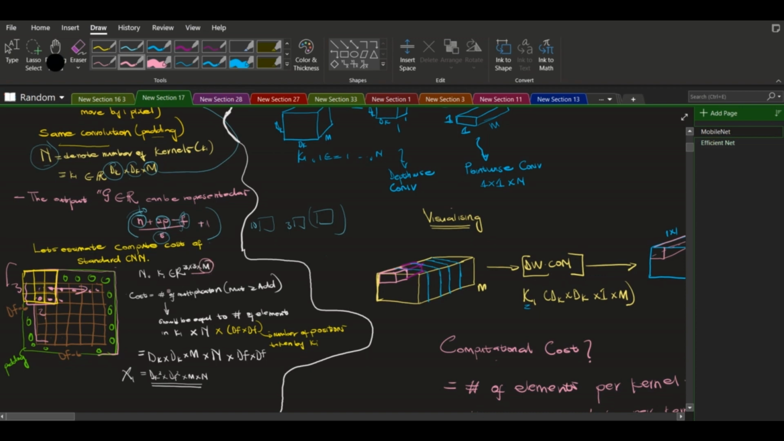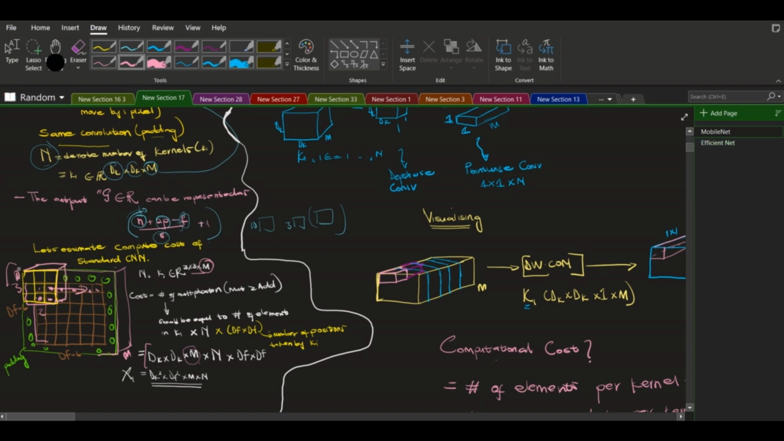Yes, you still remember I said m is the input channel. So the cost of computation should be equal to the number of elements in the kernel by n by df by df. What do I mean by that? You have a kernel, which is dk by dk by m. That kernel also has m, the number of channels. So we have this thing here, just like so. Are you still with me?